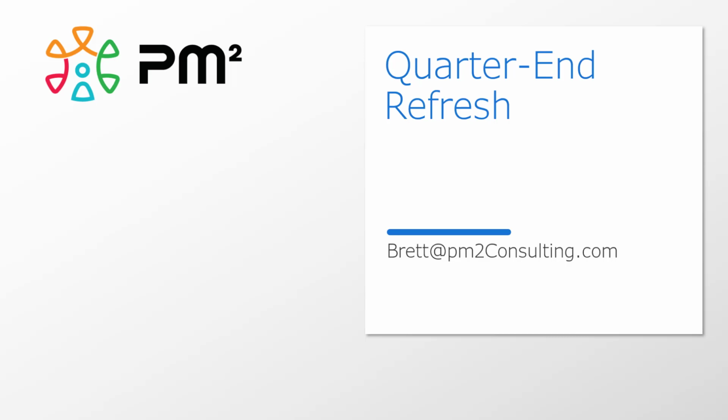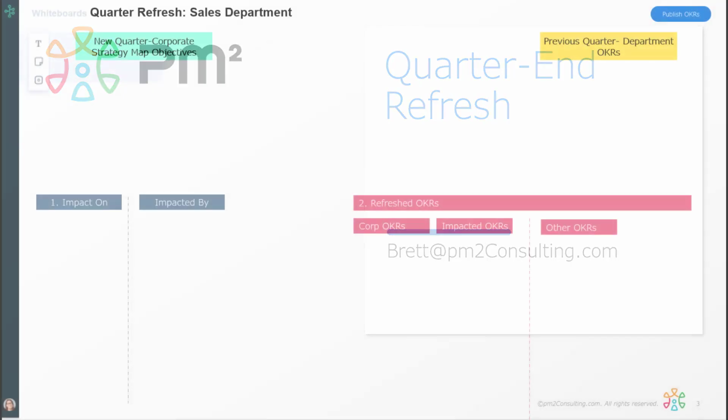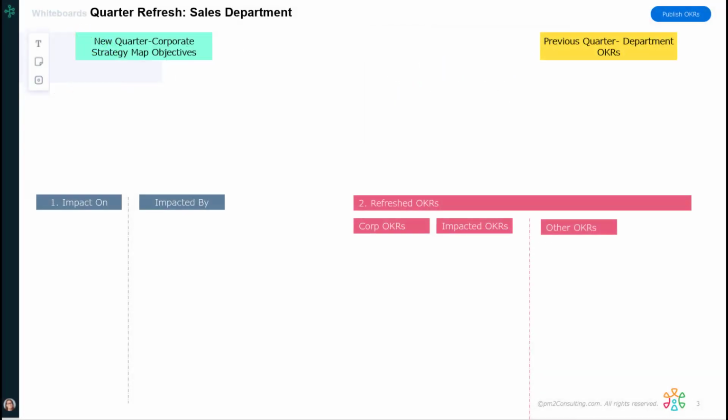This is a quick overview of how you can run your quarter-end OKR refresh process using a whiteboard like Mural or Gtmhub's whiteboard functionality. Okay, so here's how we do it. Think of this as your template that you're going to set up for every department.